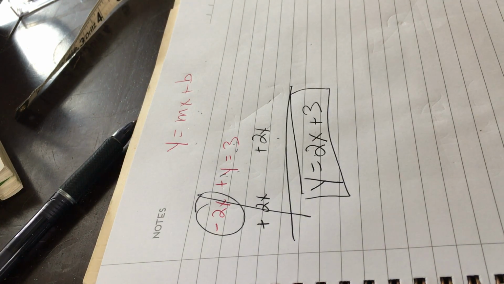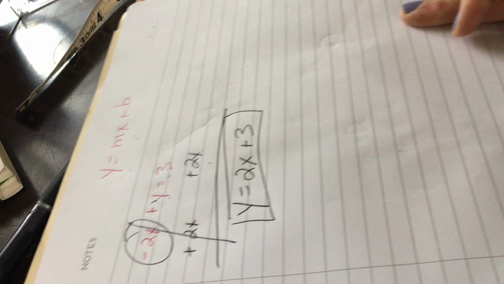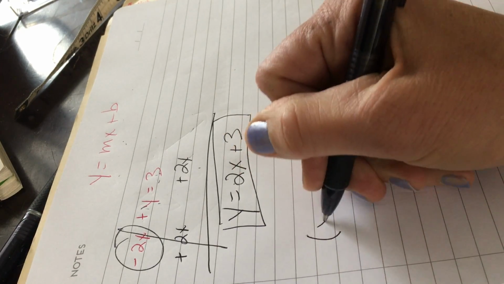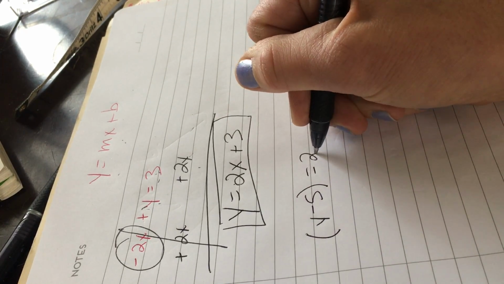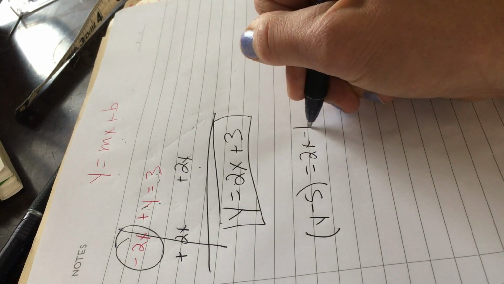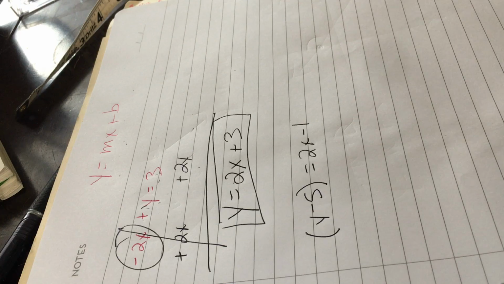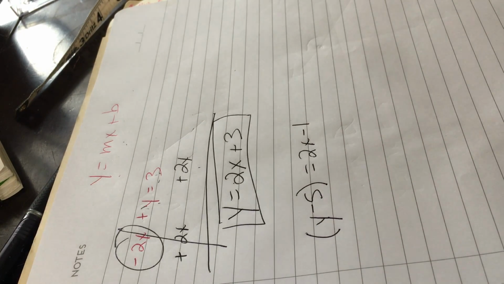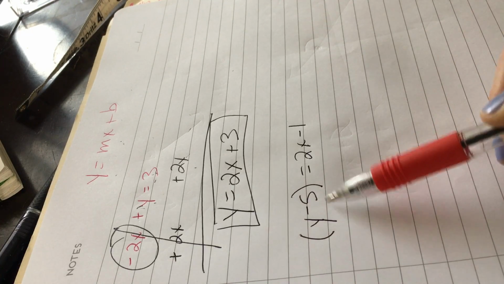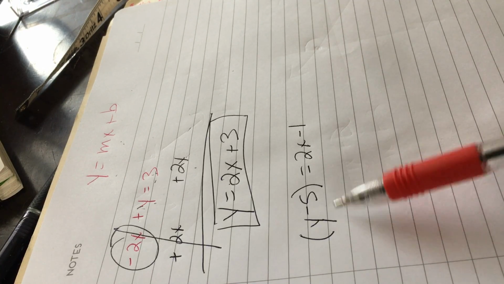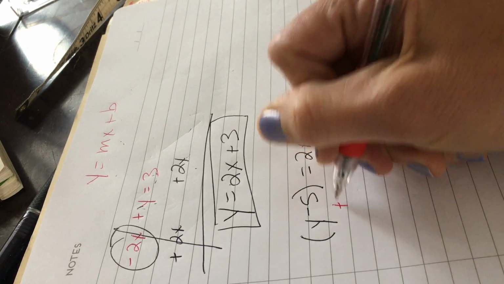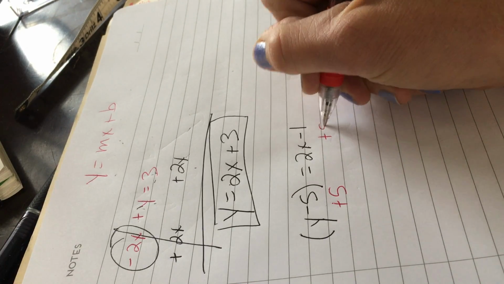Okay, let's go down to y minus 5 equals 2x minus 1. Don't let more numbers fool you. We are still getting y by itself. So here, y is not by itself, so I have to move that minus 5. To move that minus 5, I have to add 5 to each side. Add 5 here, add 5 here.